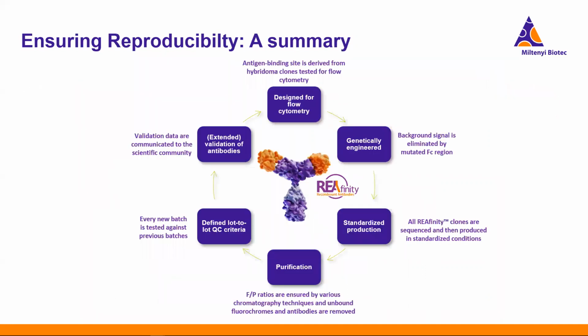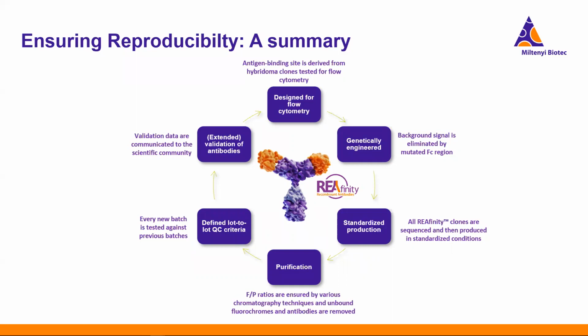So I just want to summarize how our reaffinity or our recombinant antibodies can help ensure reproducible flow results. First, these are designed for flow cytometry. The antigen binding site is derived from a hybridoma cell line that was already validated for flow cytometry. Then we have eliminated the ability for these to bind to the Fc region. They're also produced in a standardized way. These are sequenced, and the conditions that the cells are cultured in are always standardized.